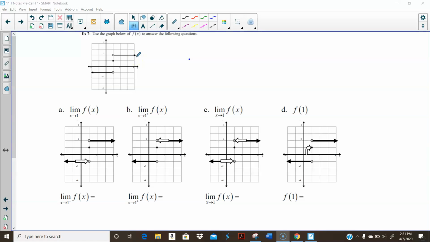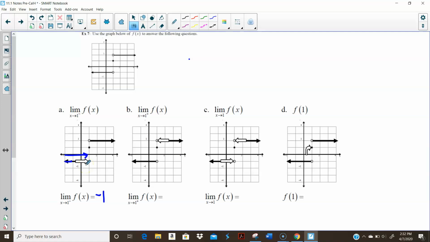A, the limit as x approaches 1 from the left. Again, that little negative right here means from the left. So what we're doing is we're coming in from the left-hand side. And as x is approaching 1 from the left-hand side, it looks like f of x is approaching, what's the y value? It is -1. Again, we don't care what it actually equals, we just care what it's approaching. That's what the limit is.